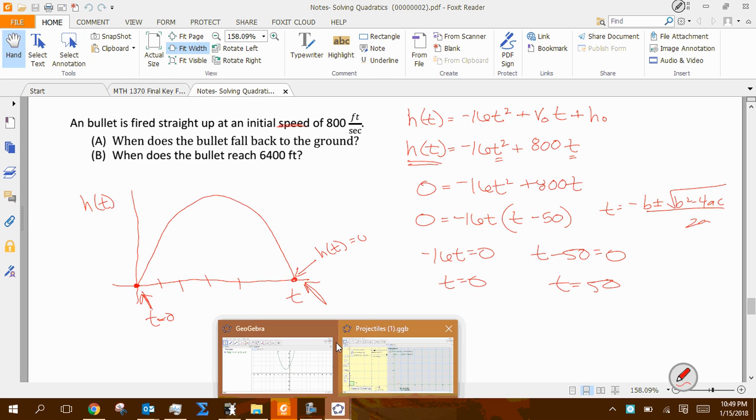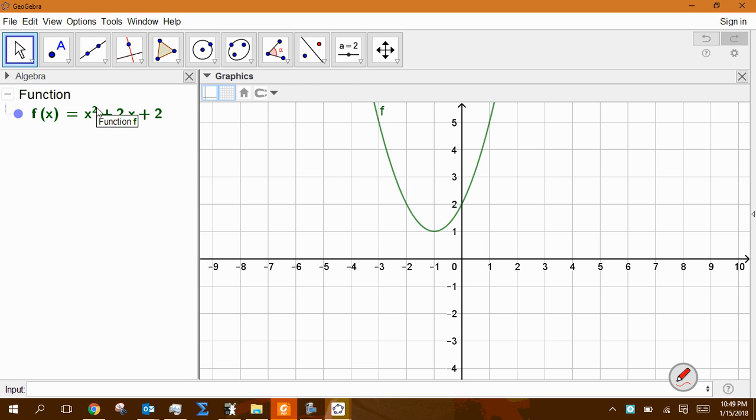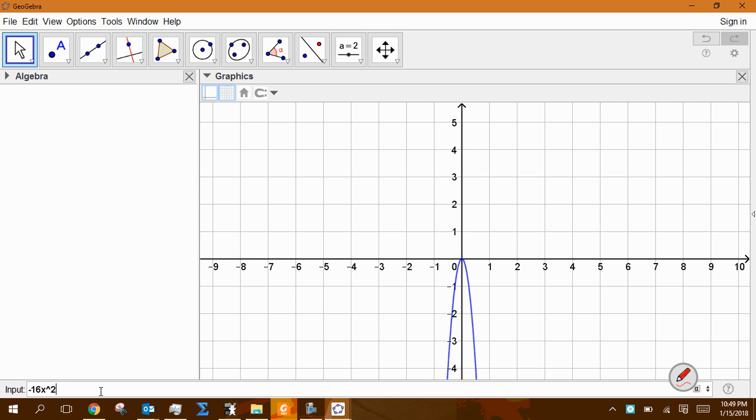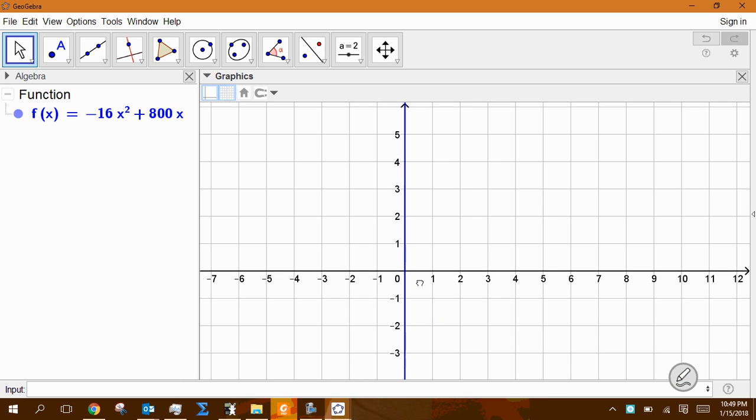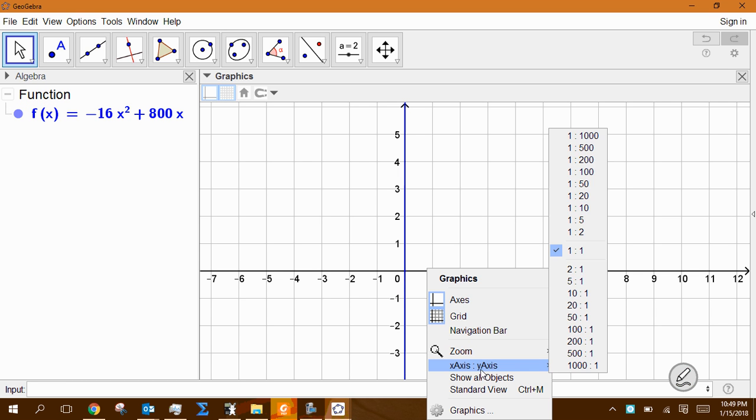Well, let's see if this makes sense. Let's graph this. Now I don't have the t variable here. I have to use x, but negative 16 x squared plus 800x. Okay, so we're seeing right there, we're going through our point 0, 0, so that makes sense. Let me adjust this. Do it this way.